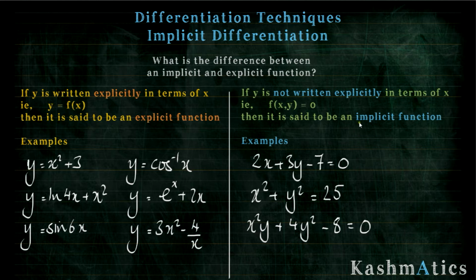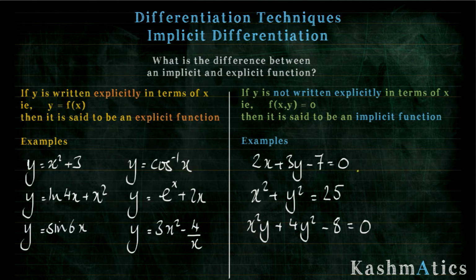Now on the right hand side over here, if y is not written explicitly in terms of x, for example, some function of x and y equals 0, then it's said to be an implicit function. So if you look at the first one here, you've got 2x plus 3y minus 7 equals 0. The second one is an equation of a circle, x squared plus y squared is 25. So it's a function of x and y equals something else. I know it said equals 0 here, but these can all be rearranged to make them equal 0. And the last one here, we've got a function of x and y which equals 0.